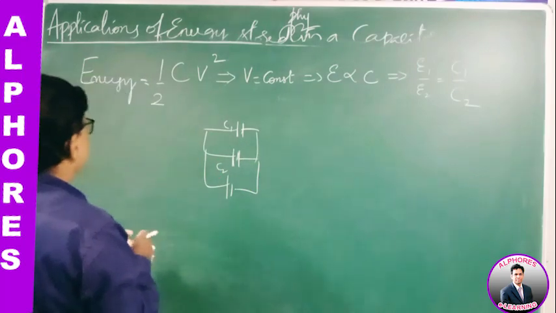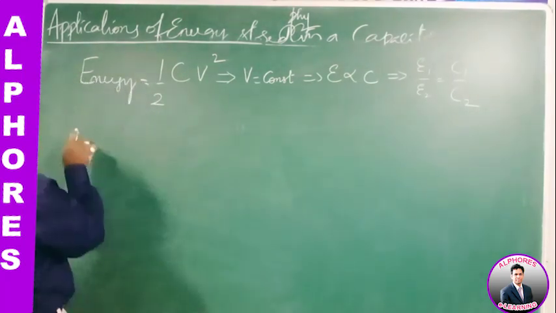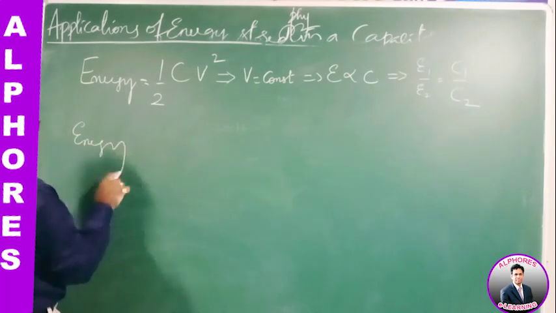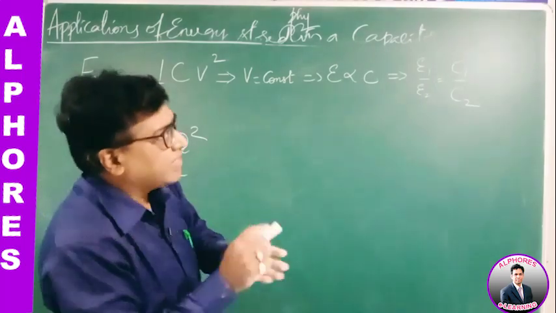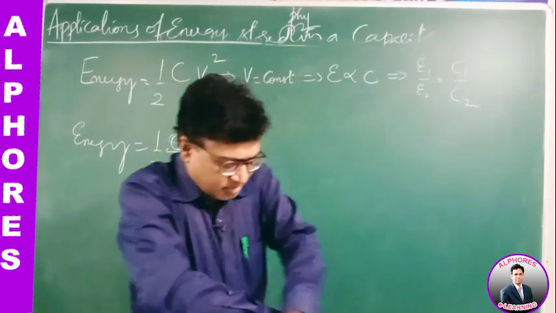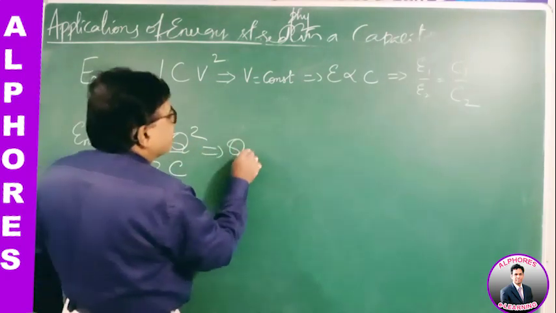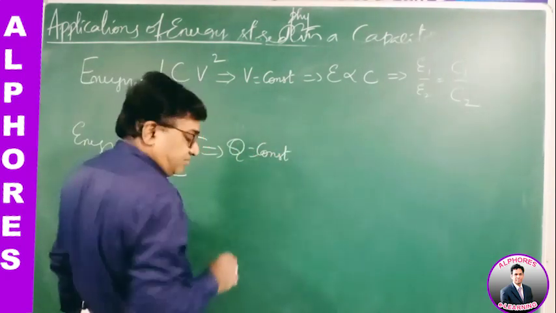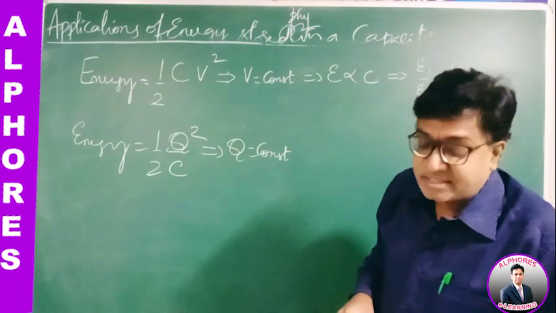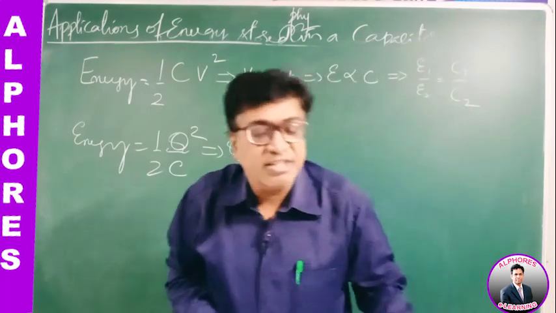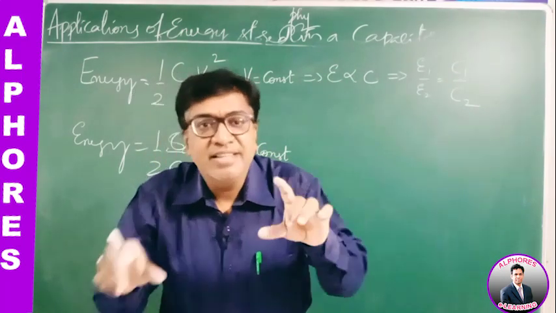Similarly, consider the formula for the energy stored in a capacitor as half Q square by C, that is Q square by 2C. Now in this one, if the charge is constant, that is, Q is maintained constant, what does it mean? Both the capacitors are equally charged. What does it mean? They are in series.